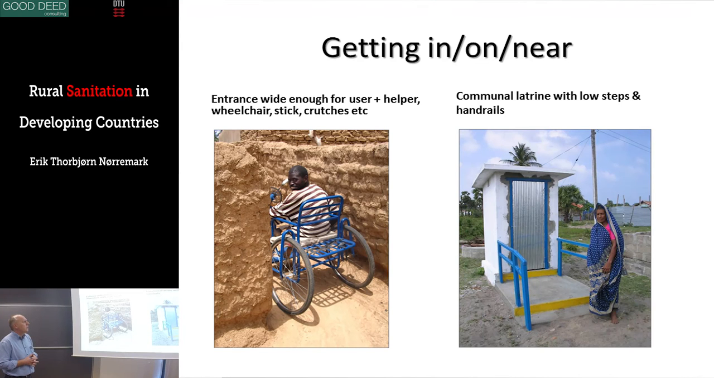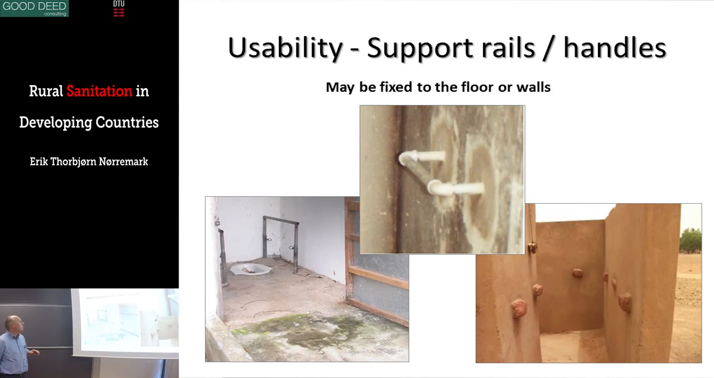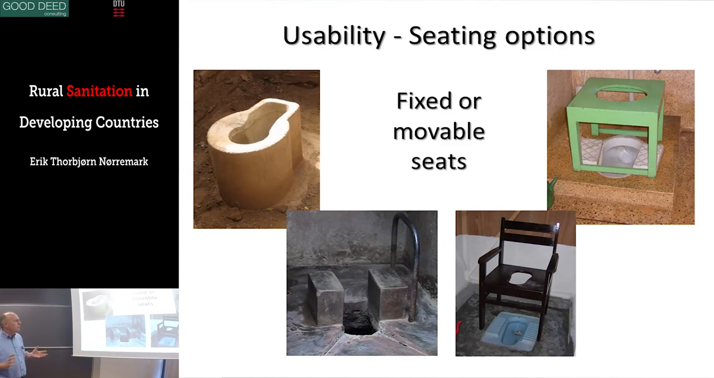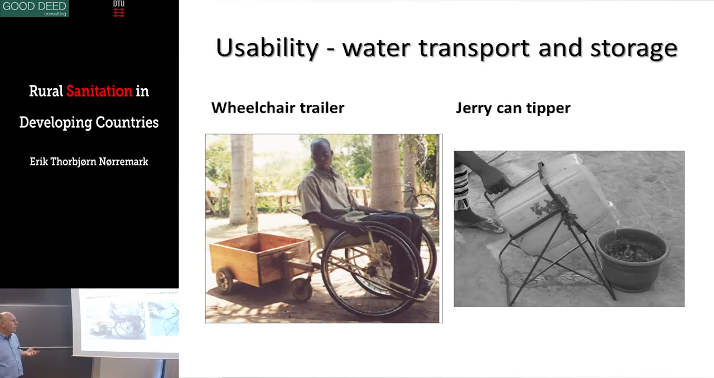You have here a public latrine with steps and a handrail. I don't think it's fit for wheelchair. It's still too small, a door. You might need to have some handrail handles on the inside. And you might need to have some seats. If you cannot walk, you can also not squat, but you might be able to sit. So these are different solutions for how to use a toilet if you are in a wheelchair. How to collect water, how to use water. If you're in a wheelchair, it could be some of these solutions.